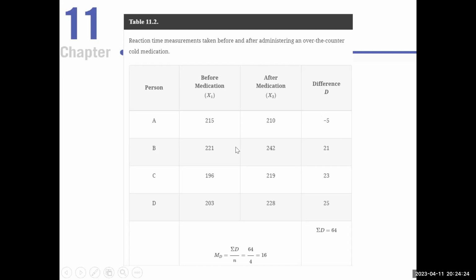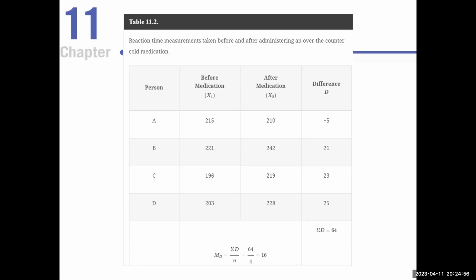However, for all the others, you see that there was a slowing down in the reaction time. So you have 221 to 242, 196 to 219, and then 203 to 228. So on average, there was a slowing of the reaction time for the over-the-counter cold medication. You see the positive numbers here. That means there was an increase in reaction time, and that's not a good thing, because it means the reaction time is getting a little slower.